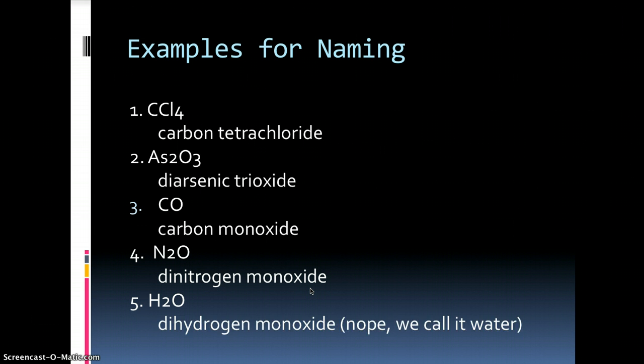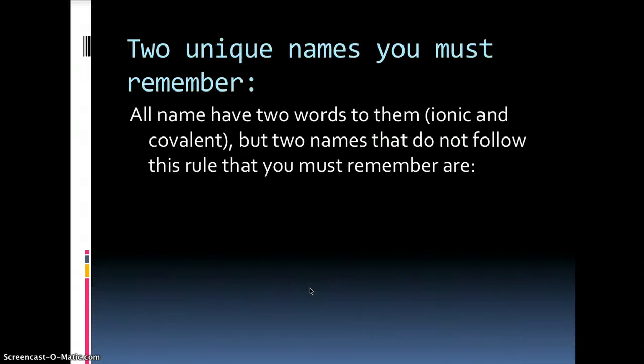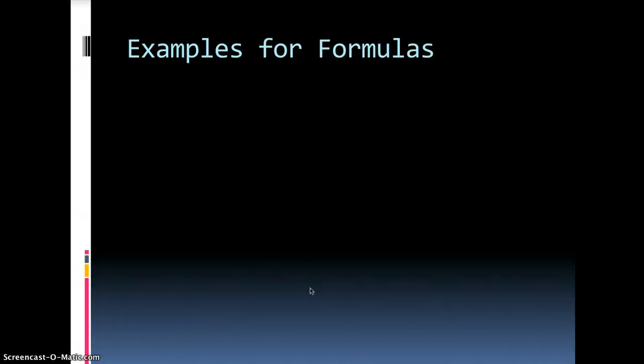H2O, would you call that dihydrogen monoxide? No, we call it water. And in fact, there are 2 formulas that only get one name with them. Water is one of them, and ammonia is the other, NH3, and you're expected to remember these 2. So water, H2O, and ammonia, NH3.